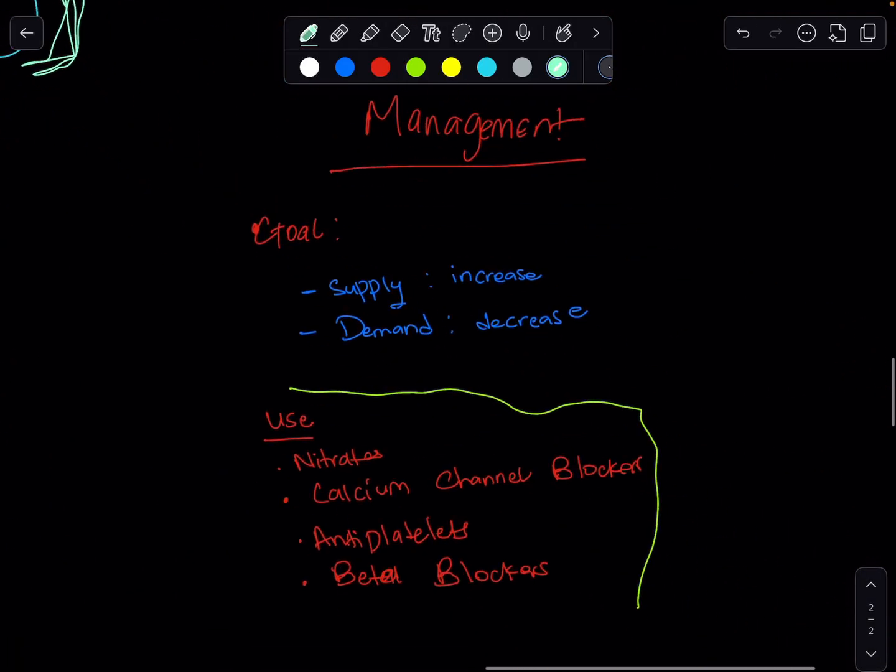And when we think about how we're going to manage or fix myocardial ischemia, we think about supply and demand. Because remember, I said in myocardial ischemia, you have less supply and the body's demanding more. So what do we want to do? Increase supply and decrease the demand. And what we use: nitrates, calcium channel blockers, antiplatelets, beta blockers. And I went over this in my first video, so check that out.